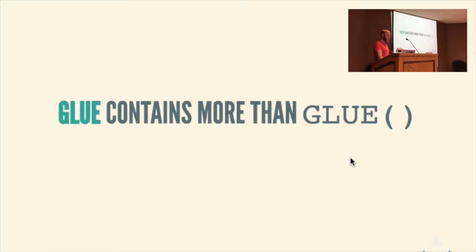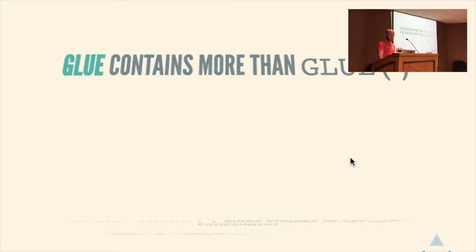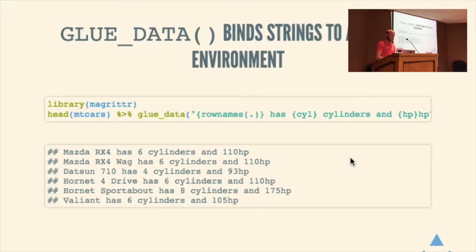Glue also contains more than just the glue function. There's a glue_data function. This basically generalizes the glue function a little bit. Glue takes variables from your current environment and pastes them into strings. Glue_data takes variables from any environment or list or data frame and lets you glue the variables from that.